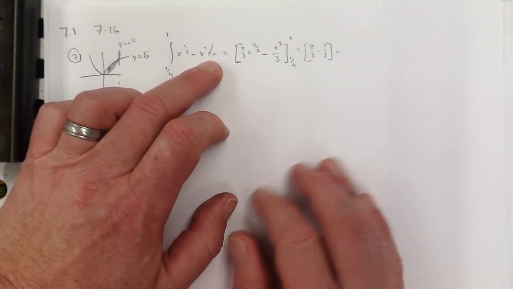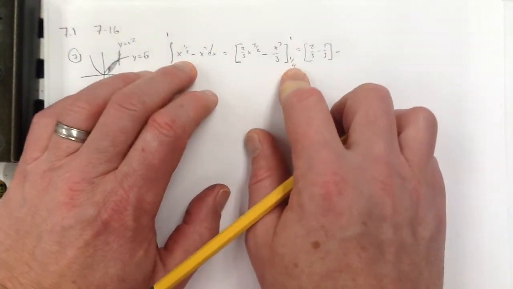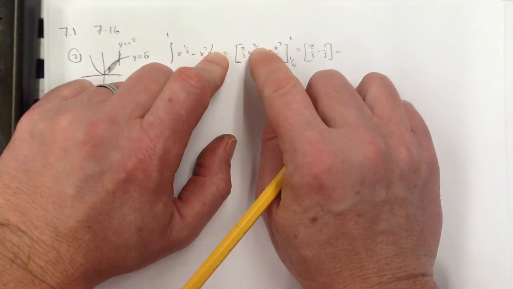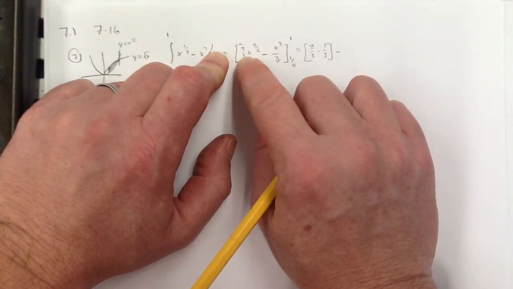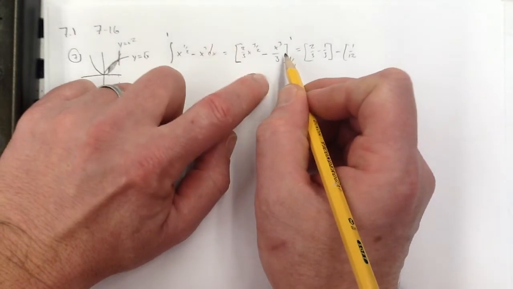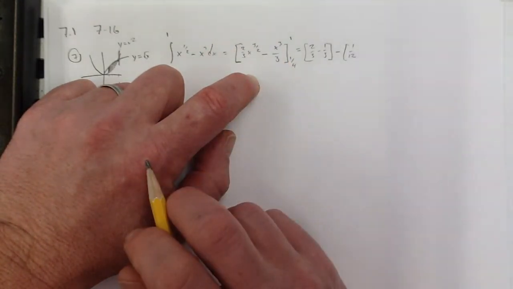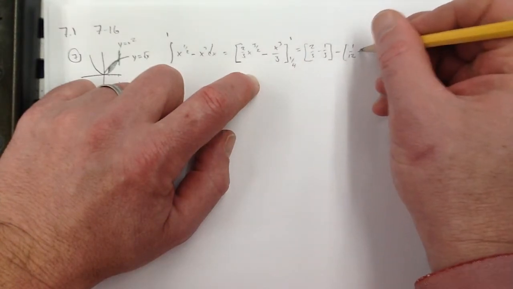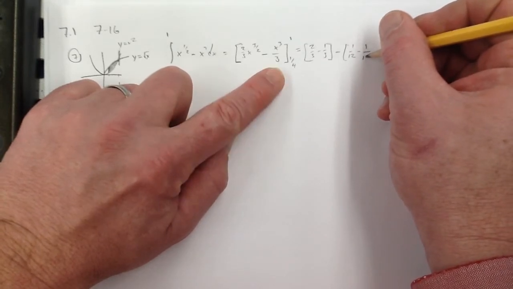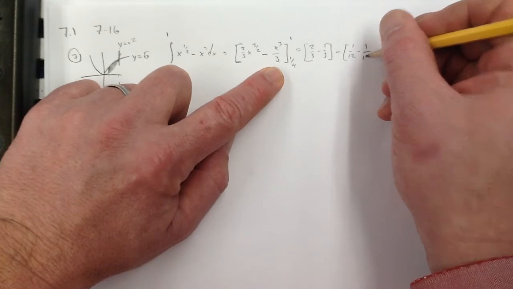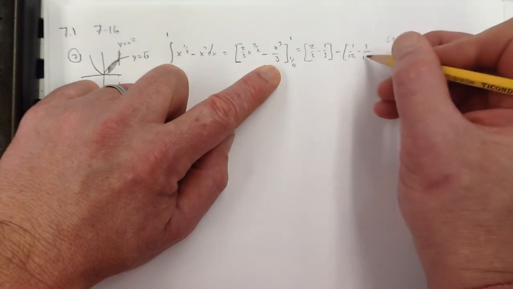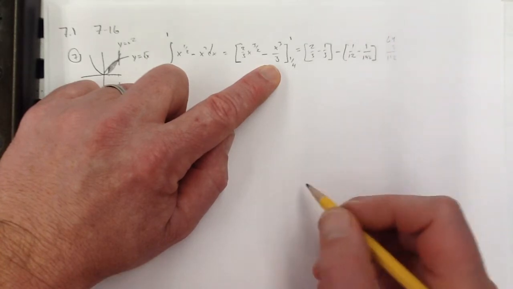And plugging 1/4 in gives me, let's see, the square root of 1/4 is 1/2, to the third power is 1/8, times 2/3 is 1/12, minus 1/4 to the third power is 1/64, over 3 is minus 1 over 192, since 64 times 3 is 192. Just did some math there.